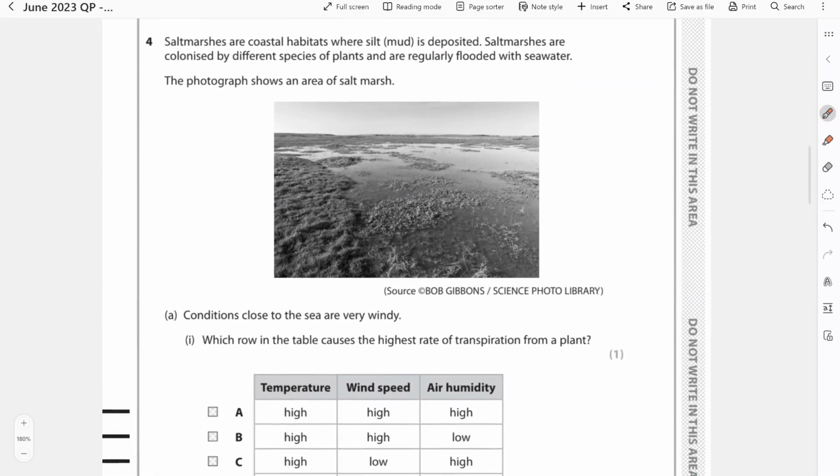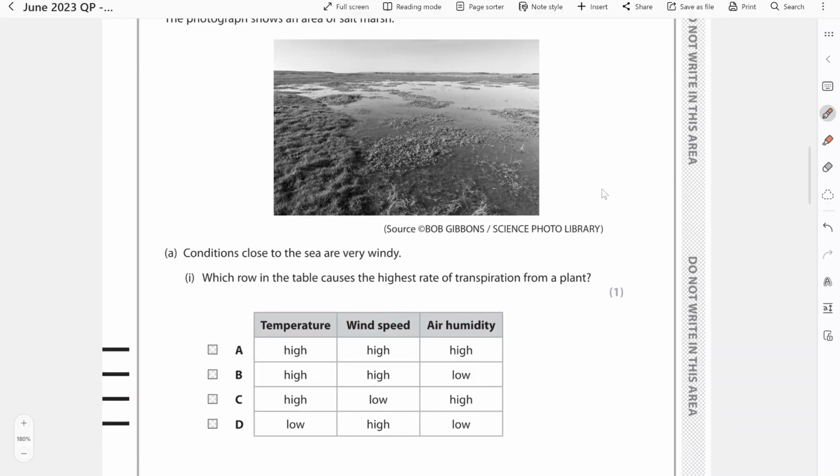Let's go on to question 4. Salt marshes are coastal habitats where silt is deposited. Salt marshes are colonized by different species of plants and are regularly flooded with seawater. All right, part A, the conditions close to the sea are very windy. Part 1, which row of the table causes the highest rate of transpiration from plants?